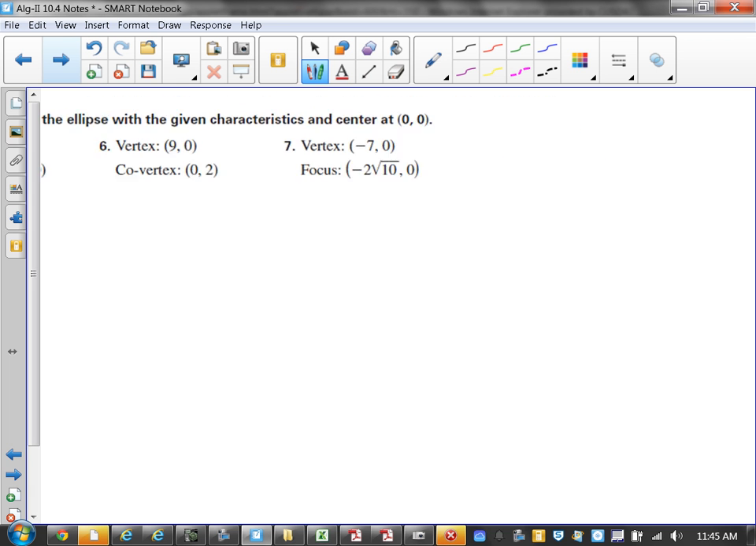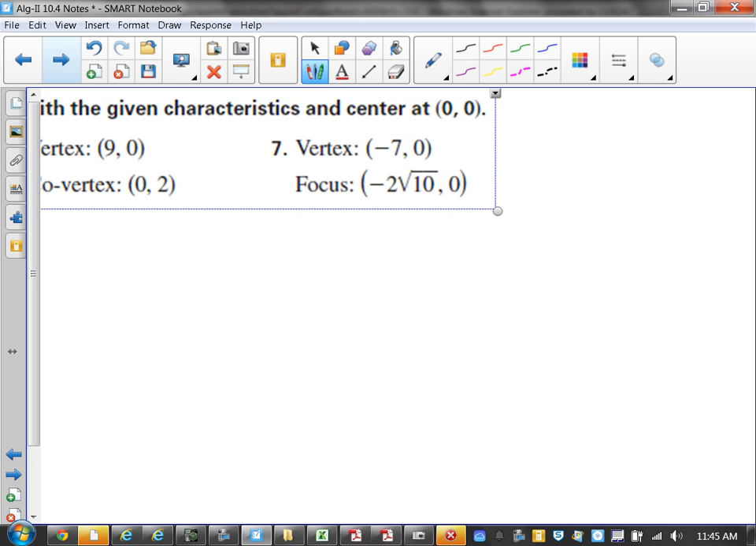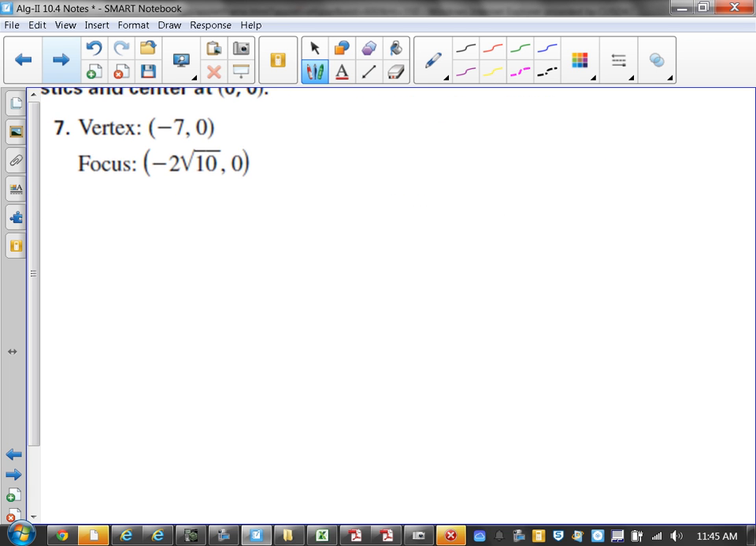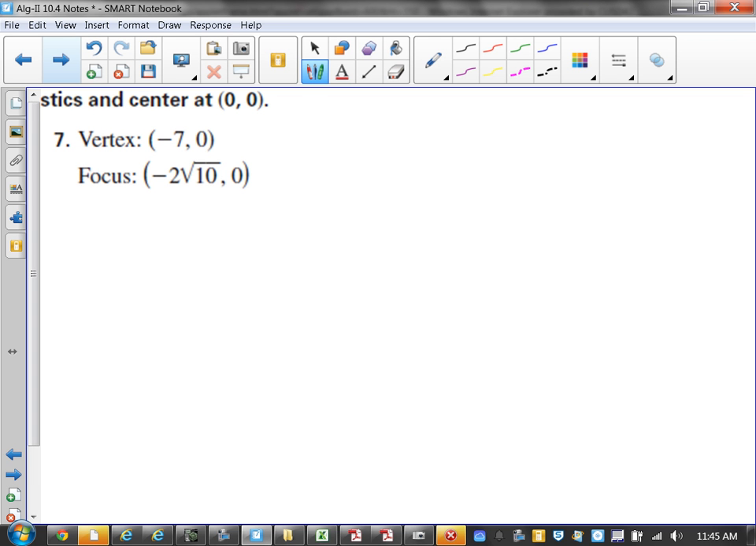If you happen to have a focus, once again, we're centered at the origin. I have a vertex at -7, 0, and a focus at -2 root 10, 0. It's okay. Have ye of little faith. All right. Yeah, that's exactly what you do.